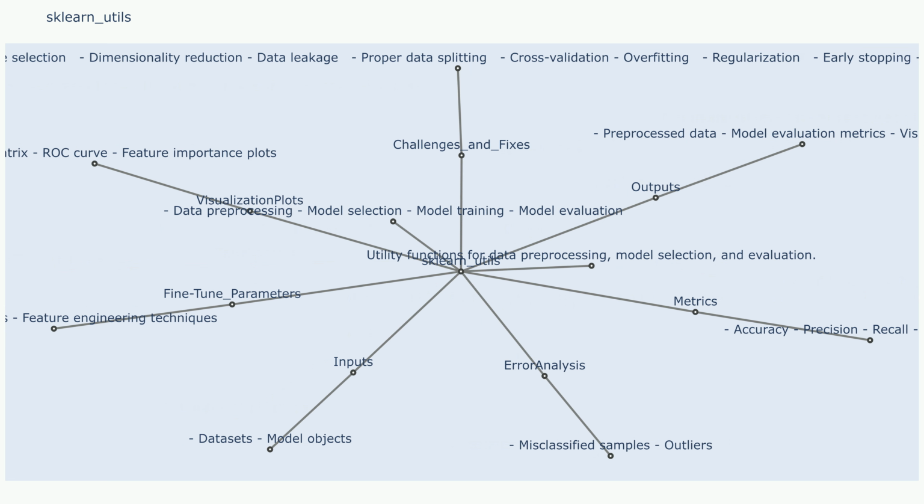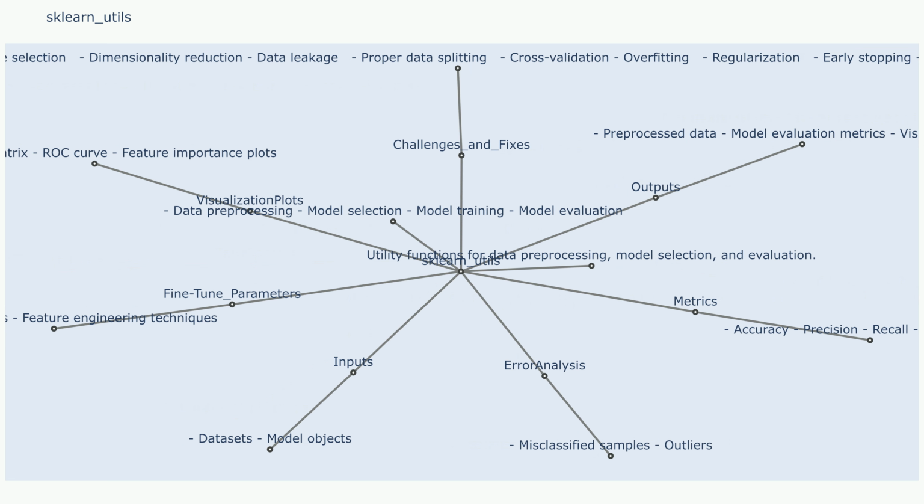Model evaluation metrics. Evaluation utilities generate metrics such as accuracy, precision, recall, F1 score, and other relevant measures for assessing model performance. Feature importance. Feature selection utilities can output the importance scores or rankings of features, helping identify the most influential variables.